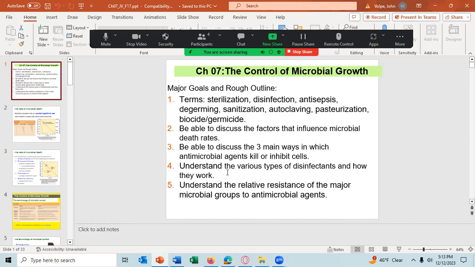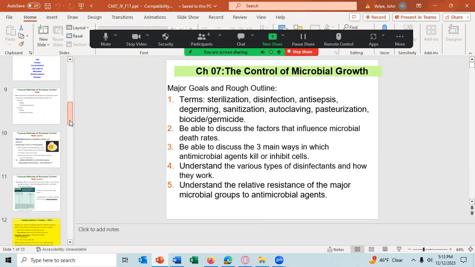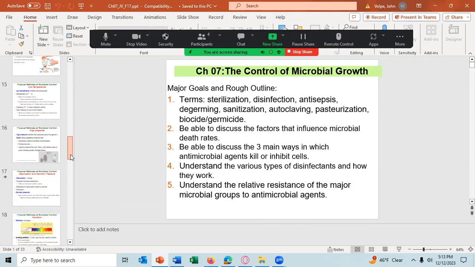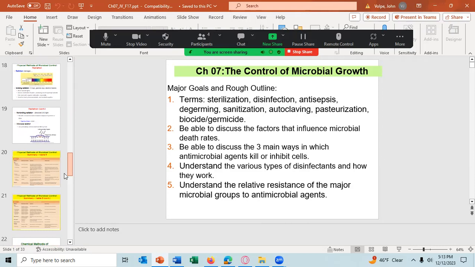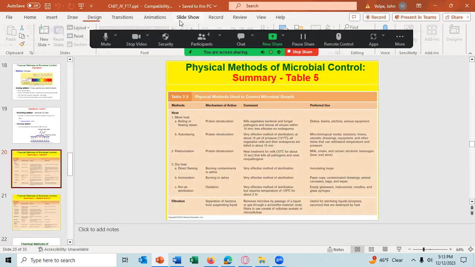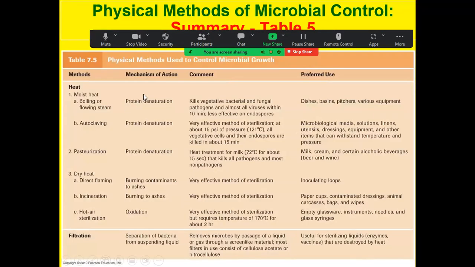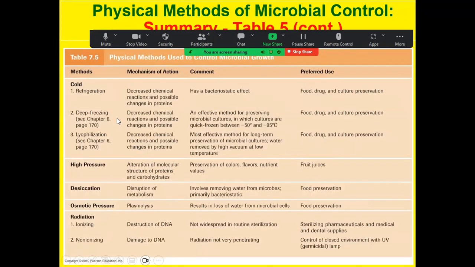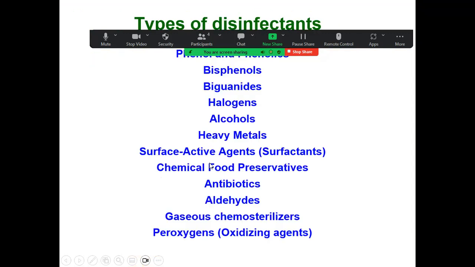You should understand the various types of disinfectants and how they work, and generally just know a little bit about that. I think I've got a slide on that. Let's see if I can get that. Blow this slide up. So you should know the different categories of agents: moist heat or dry heat, filtration, cold, which really doesn't kill cells, even when you freeze them and then thaw them out. High pressure, desiccation, osmotic pressure, radiation. Those are physical methods. Let's move on to chemical methods.